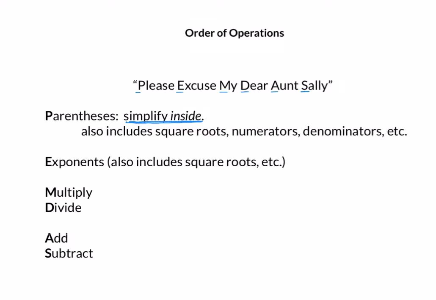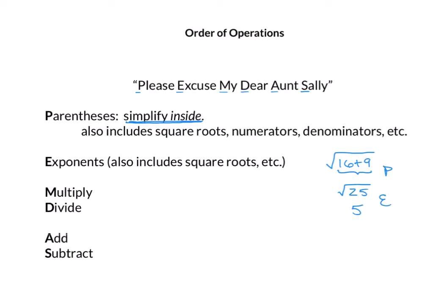Remember that for the parentheses step, it means simplify inside the square root. So for instance, if I had something like the square root of 16 plus 9, simplify inside the square root, I would want to add. So that would be my parentheses step. Take the square root, it's equal to 5. This is my exponent step. That's the difference between square roots under parentheses and square roots under exponents. Okay, I think that's enough with that.